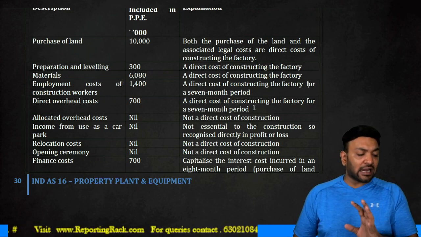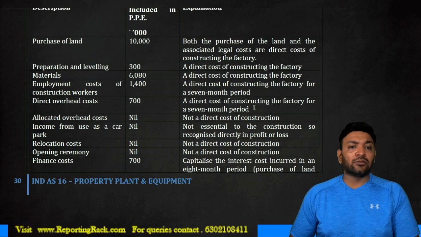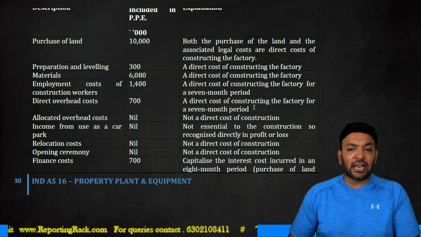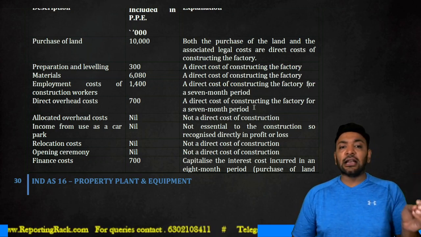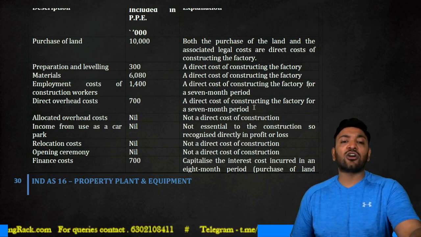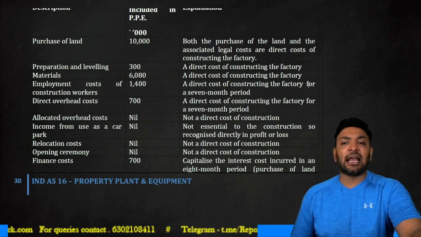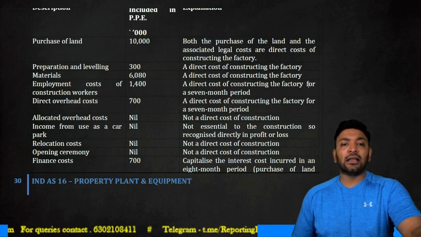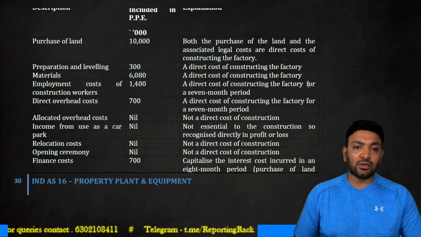Income from use of car park should be credited to P&L, not supposed to be recognized here. Relocation cost not considered. Opening ceremony not considered. Finance cost is 700, which is nothing but 7 lakhs. Look at it. Put it as 6 lakhs, guys. Is it 7 lakhs?